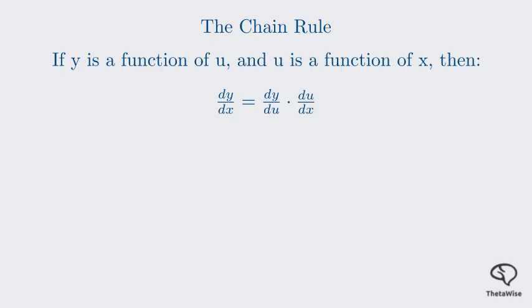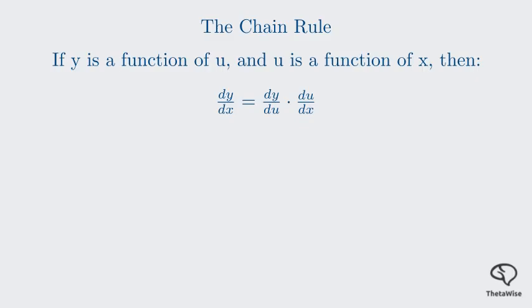The most intuitive way to think about this is: differentiate the outside, then differentiate the inside, and multiply them together. You take the derivative of the outer function with respect to the inner function, and then multiply that by the derivative of the inner function with respect to x.